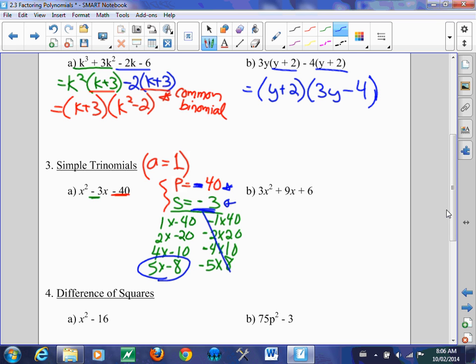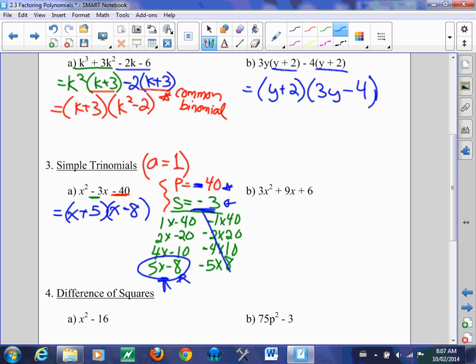Again, you don't need to show me this all as long as you show me the one correct factor that affects that. And when we take a look at doing this, we square root the first, so it's going to be x in the first, and then we take the signs within our two factors, so it's going to be plus 5 and minus 8.